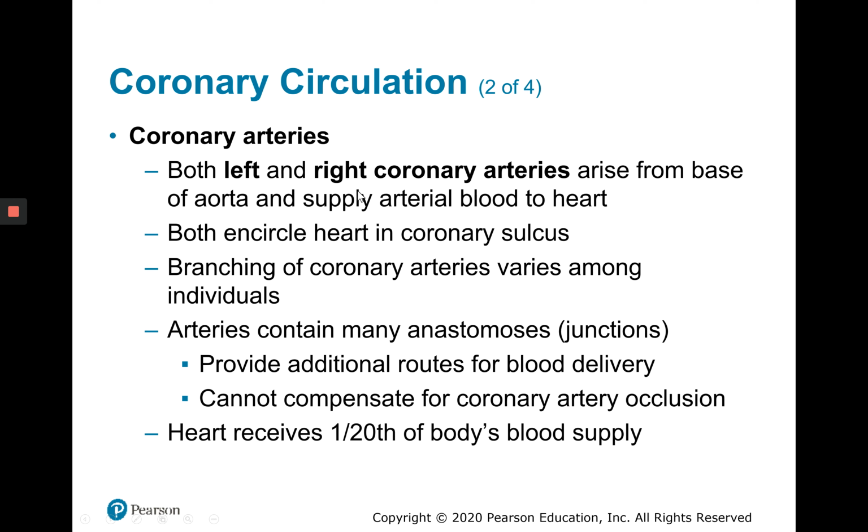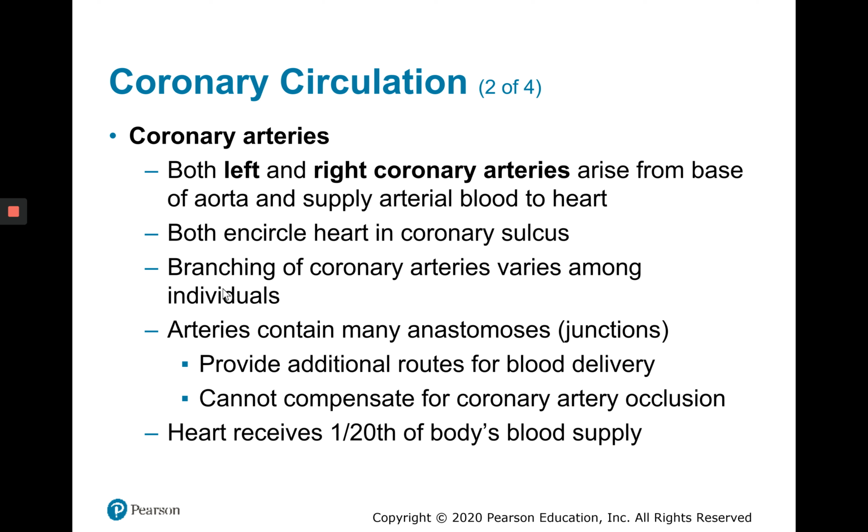So next we're going to look at the coronary arteries. Both left and right coronary arteries are going to arise at the base of the aorta. They're going to encircle the heart in the coronary sulcus, but they branch and then vary among the two sides. Many of these arteries contain what's called a junction or anastomosis, and that means there are additional routes for blood delivery in case one is blocked.